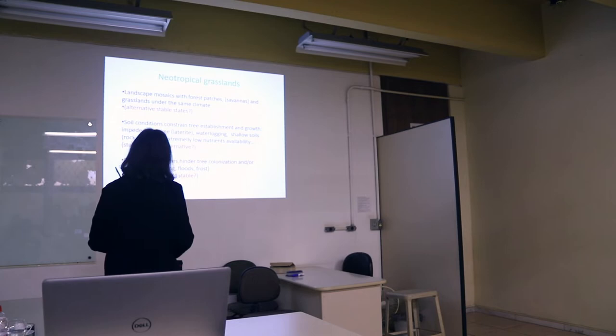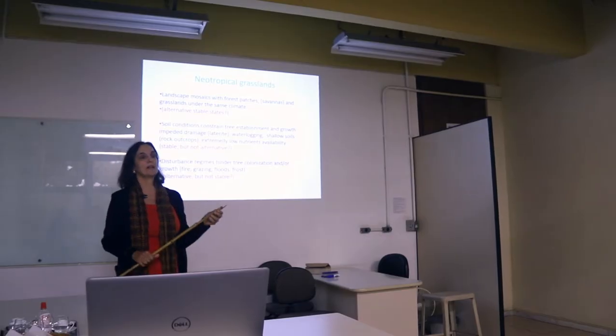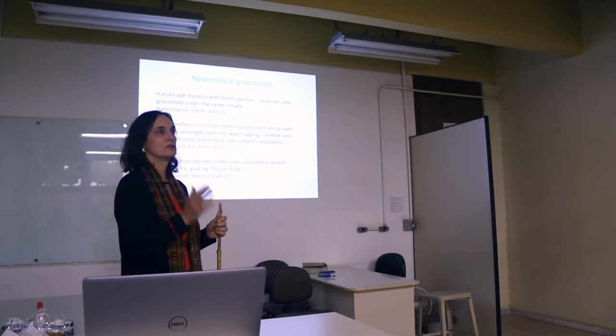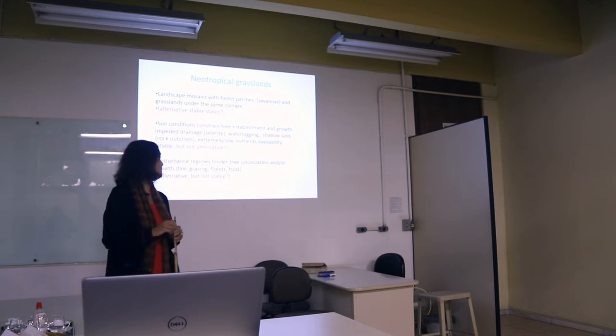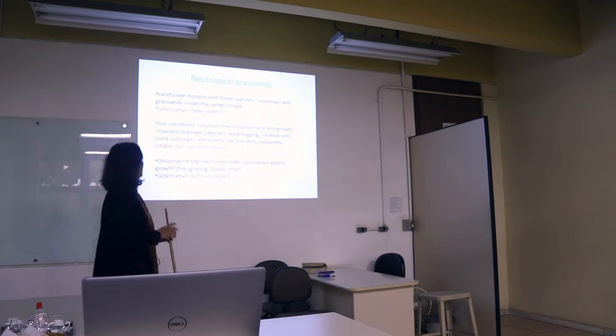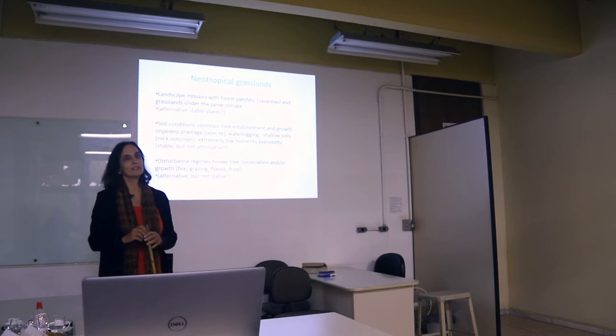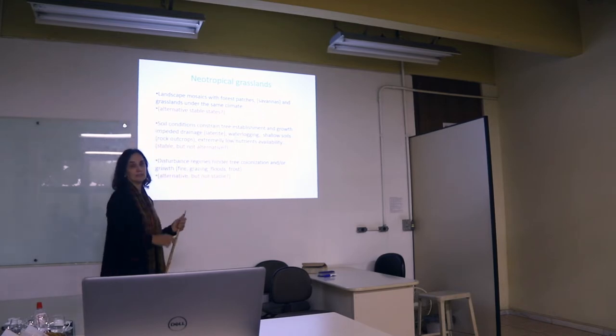But that's the scenario. All our grasslands are in landscapes where the climate would support forest vegetation. So are they alternative stable states, these forests and these grasslands? But many people say, studies say, that there are soil conditions constraining tree establishment and growth. The question is, why are trees not colonizing these grasslands? And there are some studies showing impeded drainage, waterlogging, shallow soils, extremely low nutrient availability. But if that's true, they are stable, but they are not alternative. If there is an environmental limiting factor for trees to establish, then they are not alternative.